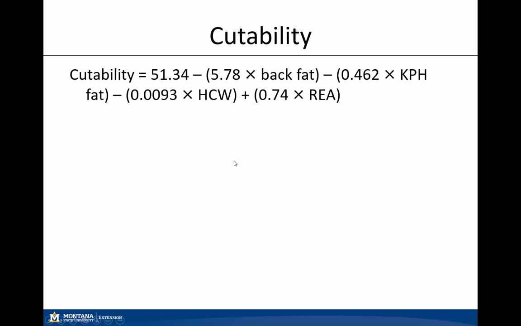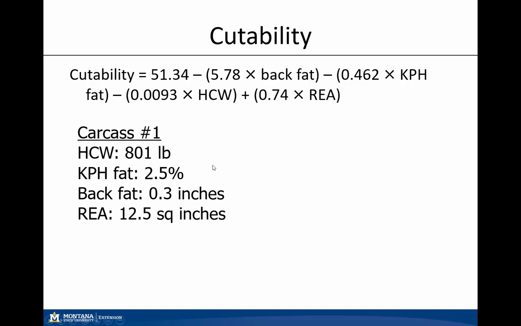Now, moving into cuttability, just another measurement to look at, very similar to yield grade. So once again, a set equation. We do not alter this equation. So 51.34 minus 5.78 times back fat in inches minus 0.462 times kidney, pelvic, and heart fat in percent minus 0.0093 times hot carcass weight in pounds plus 0.74 times ribeye area in square inches.